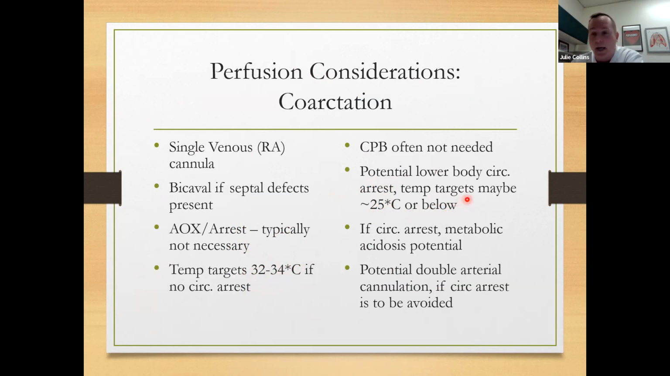It'll protect your spine more. It'll protect your kidneys more. If there's going to be circ arrest, just know that anytime there's circulatory arrest, you have the potential for metabolic acidosis and reperfusion injury. So we talked about potential double arterial cannulation will ultimately avoid circ arrest altogether.